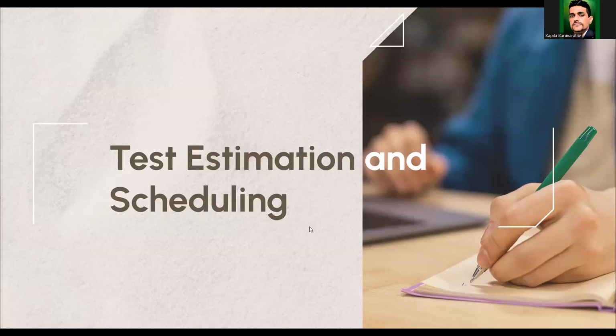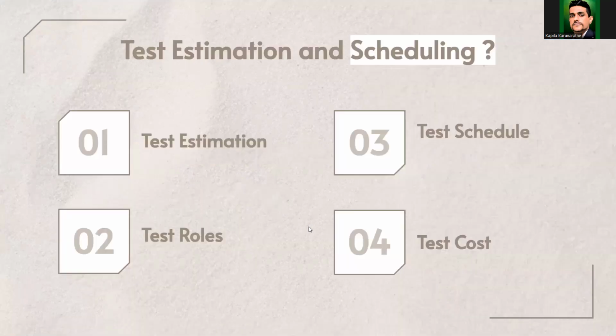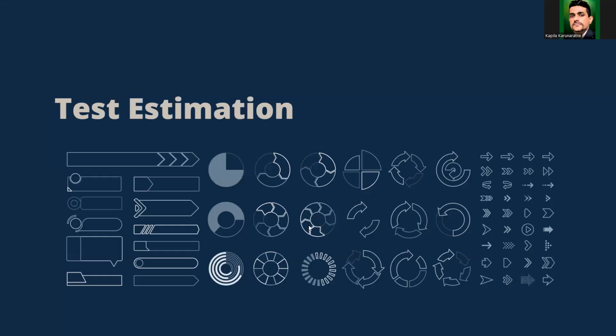So let's see. It will be a bit of a practical one. While doing the session, I will use a little bit of Excel, and I will show how to do this mathematics as well. So, okay. Basically these are the four areas that we are going to cover: estimation, scheduling, roles, and cost. So we'll look at the estimation part of it very first.